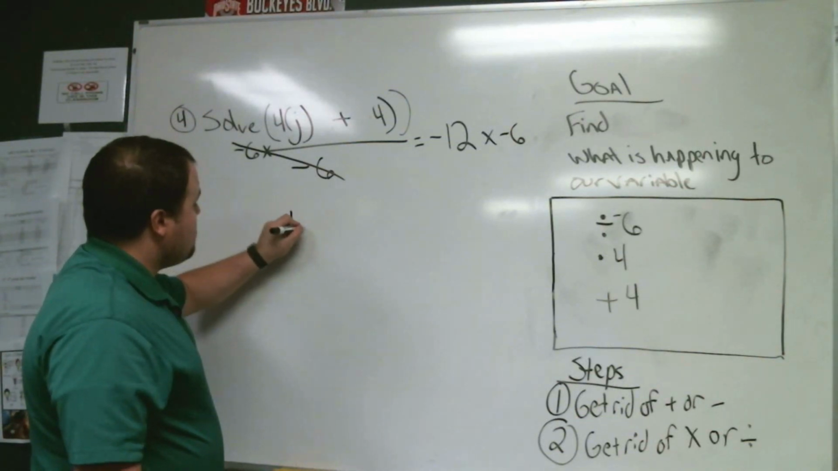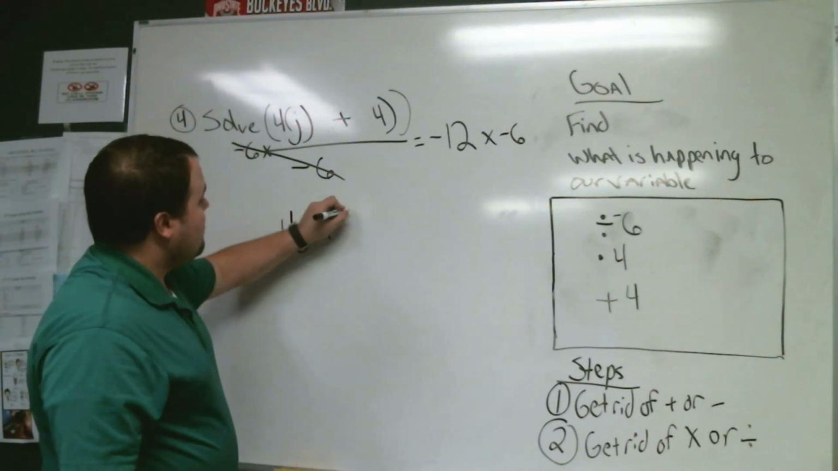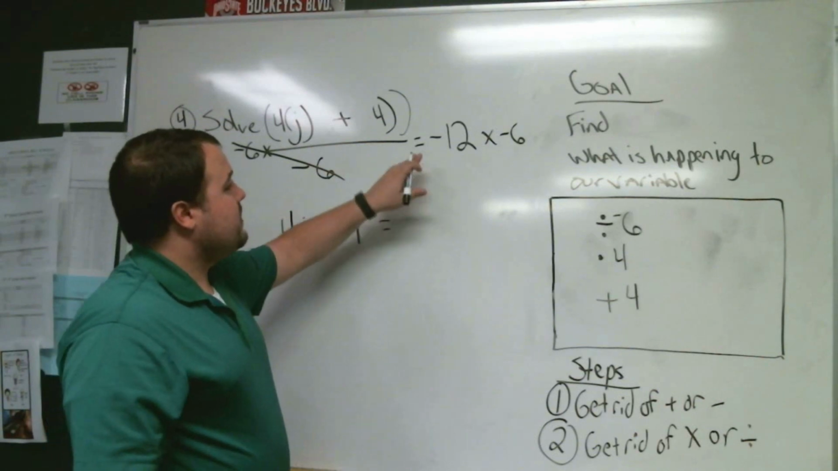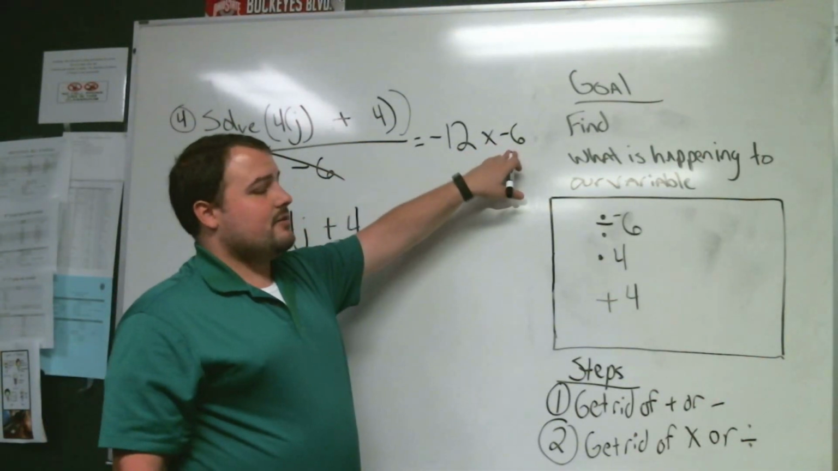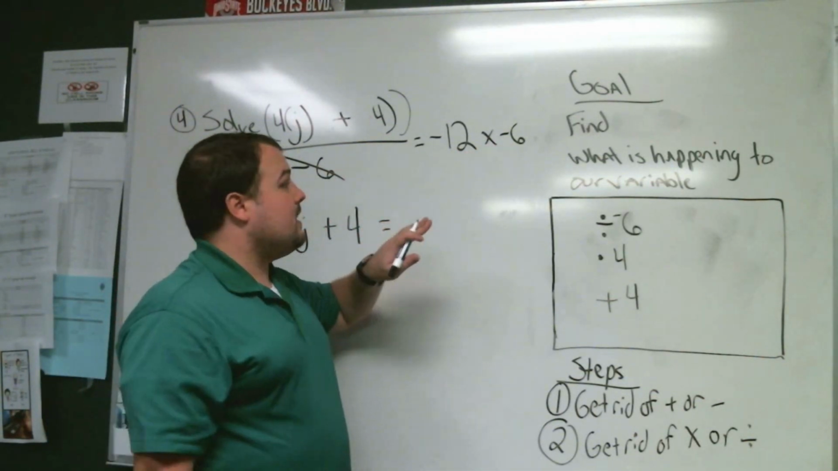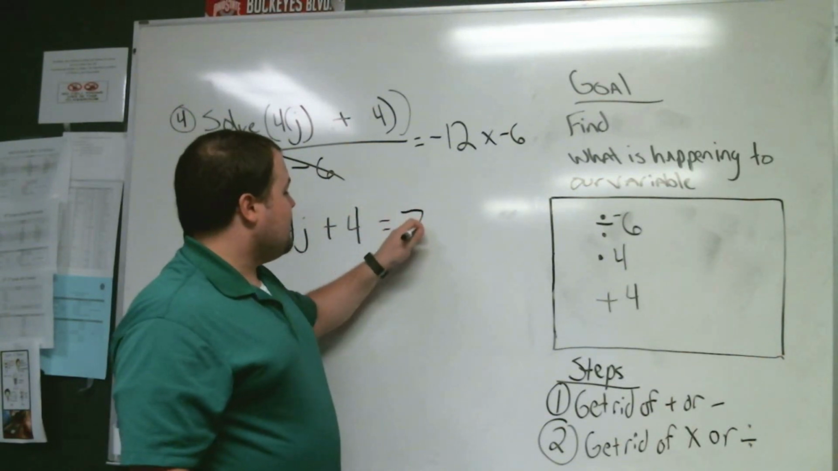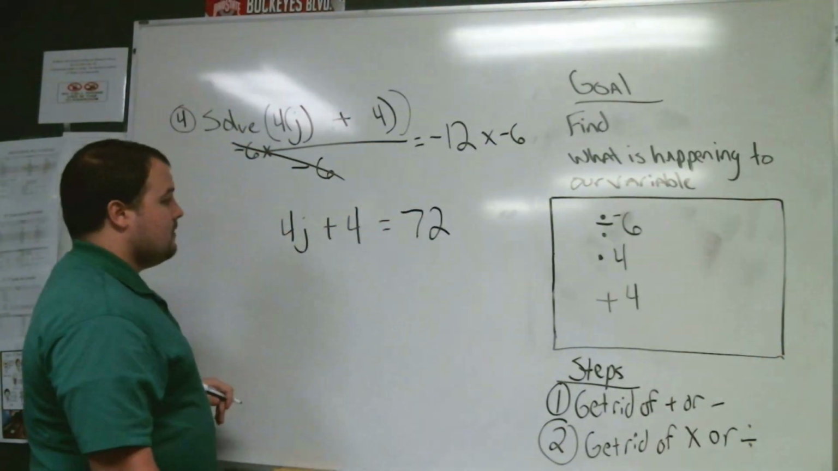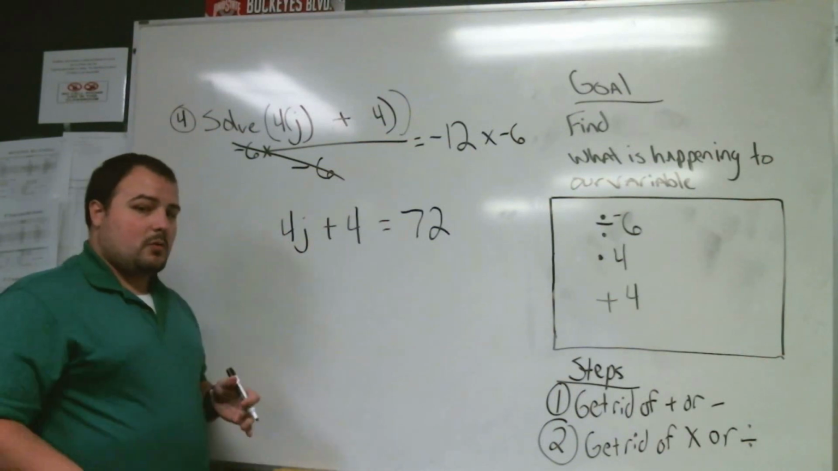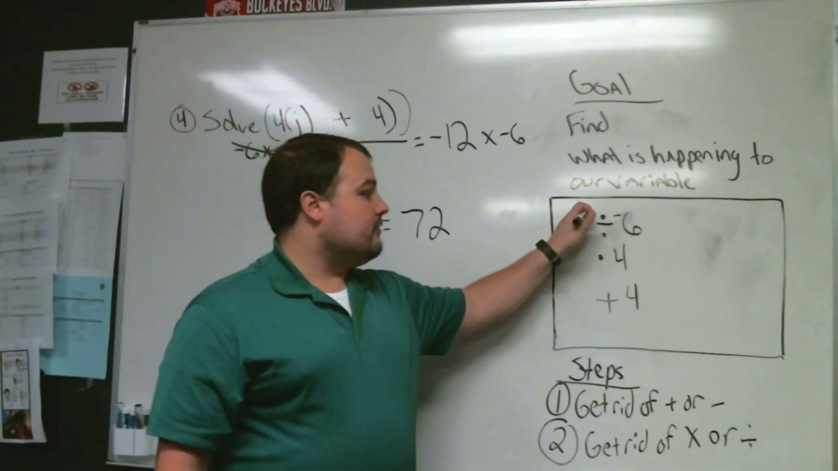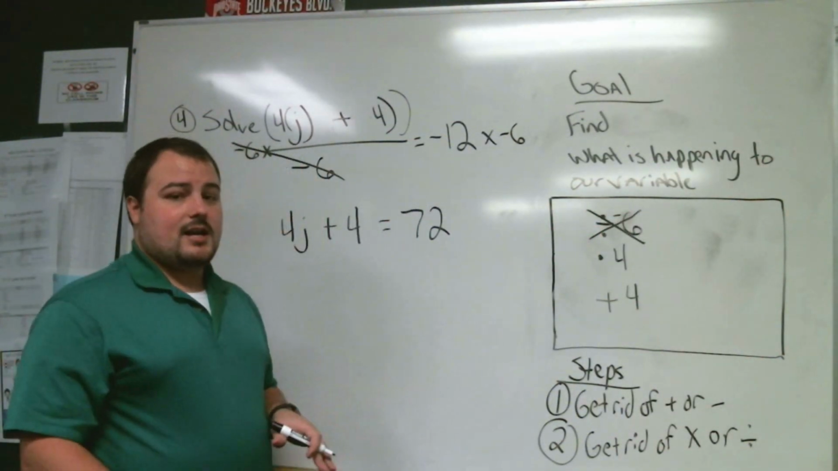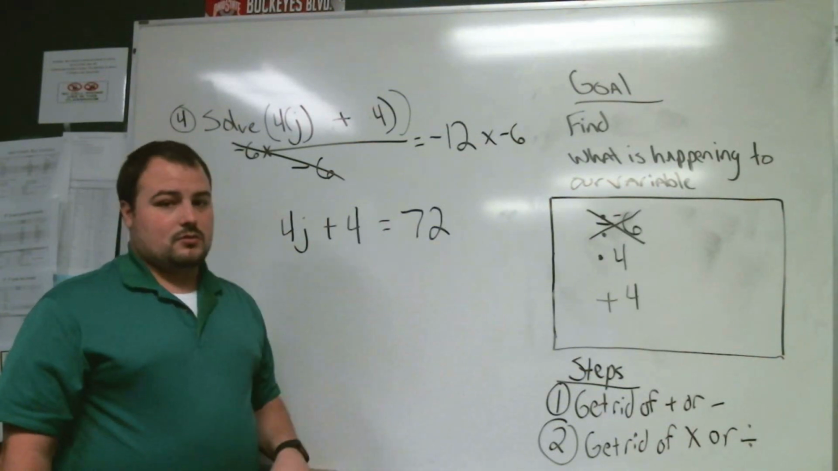So now we have 4j plus 4 equals a negative 12 times a negative 6. A negative times a negative, that's a positive. 12 times 6, that's 72. Okay, so now this is what we're working with. We've got rid of divided by negative 6, so we can cancel that out. Now we have to get rid of these two things.